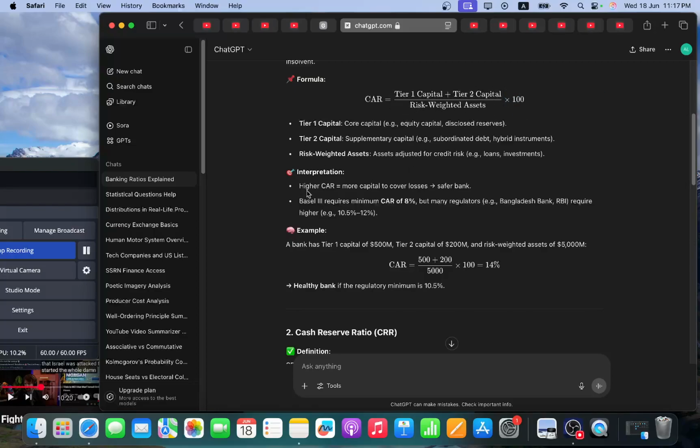But again, we are going to take a higher CAR as a good thing, it has more cushion to protect itself from a blow in the economy. Basel 3, I keep hearing the name. Minimum requirement is 8% CAR. Bangladesh Bank is higher. In Bangladesh, it is higher, which is 10.5% to 12%.